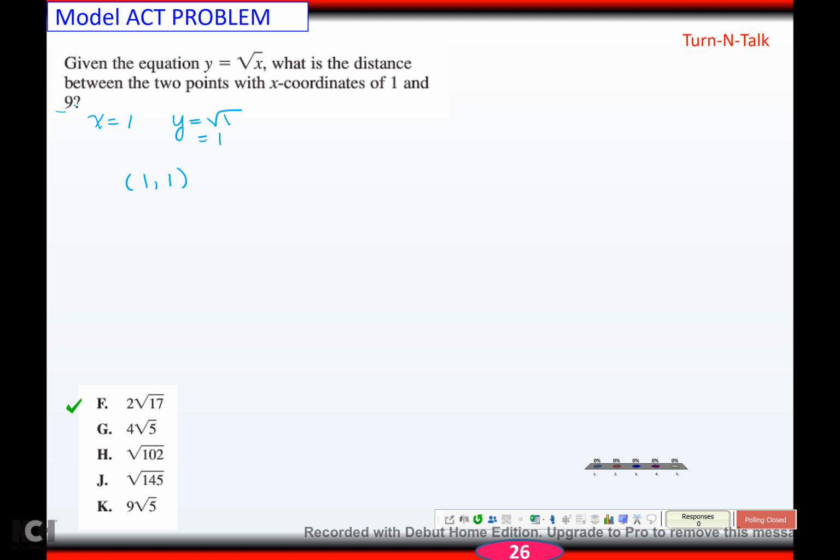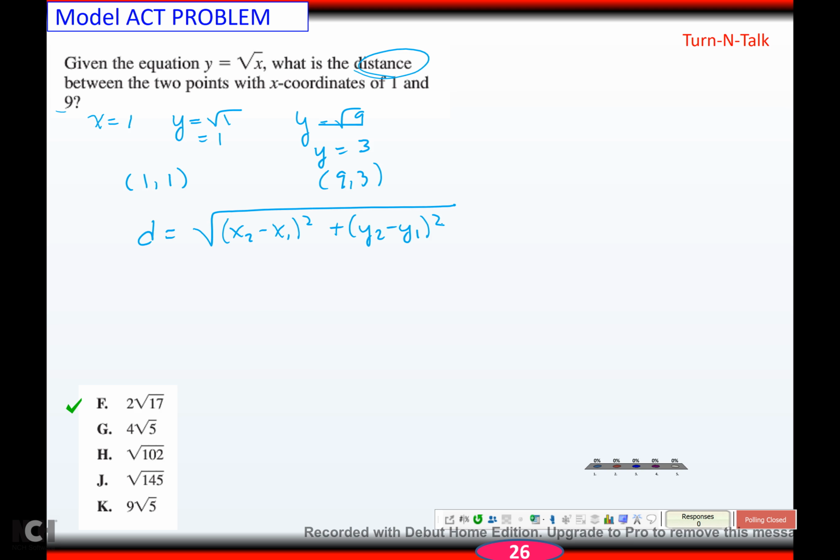They also give me an x coordinate of 9, so y equals the square root of 9 would make y equal to 3. That gives me an ordered pair of (9, 3). And they want the distance, so now I have to use the distance formula, which is the square root of x2 minus x1 squared plus y2 minus y1 squared. So that's going to give me distance equals the square root of 9 minus 1 squared plus 3 minus 1 squared.